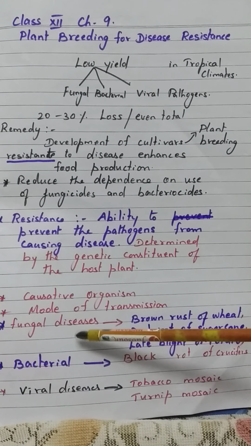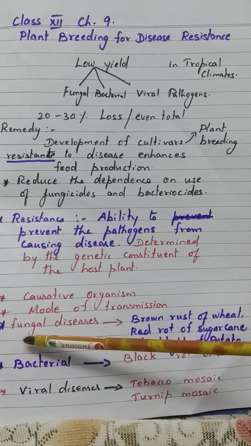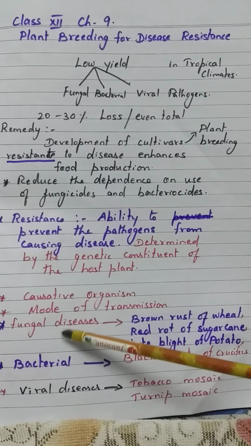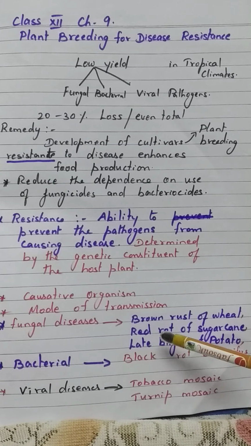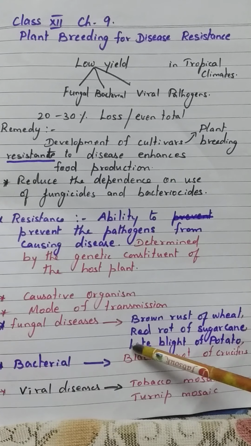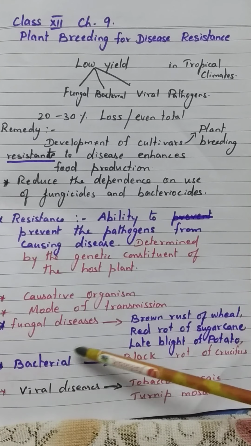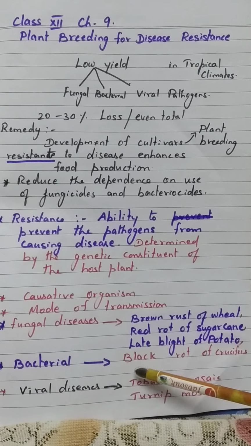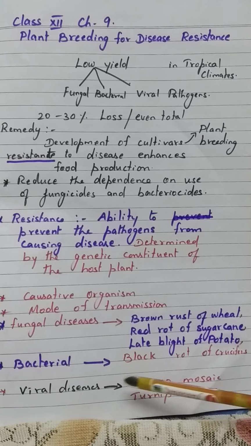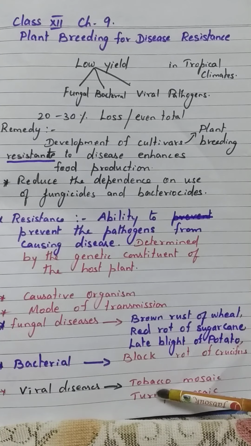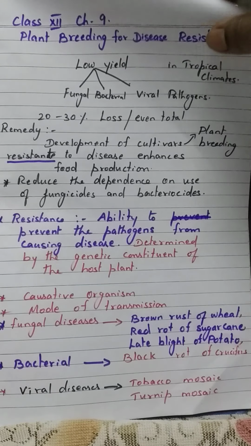Many diseases are caused by fungi, bacteria and viruses. Some fungal diseases are brown rust of wheat, red rot of sugarcane and late blight of potato. A bacterial disease is black rot of crucifers. And viral diseases are tobacco mosaic disease and turnip mosaic disease.